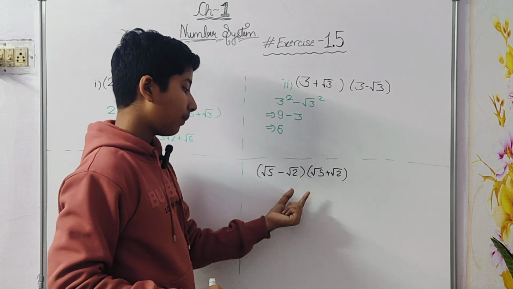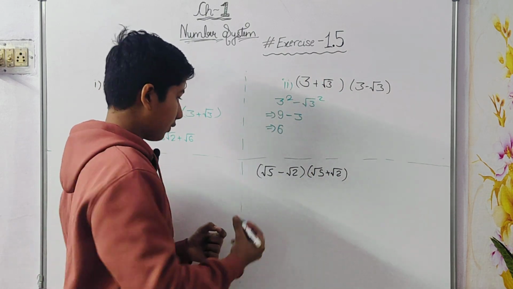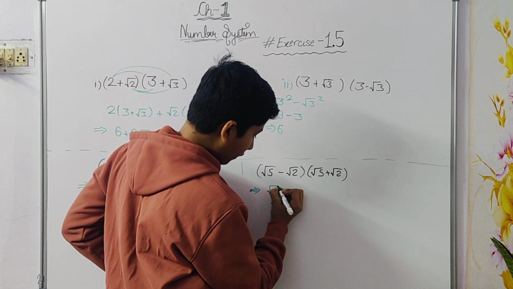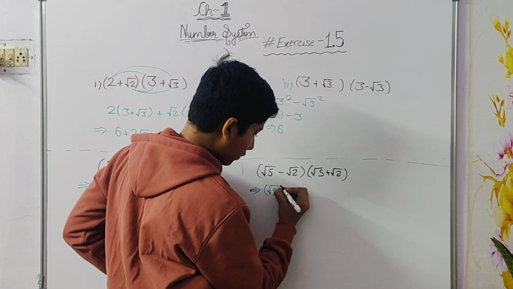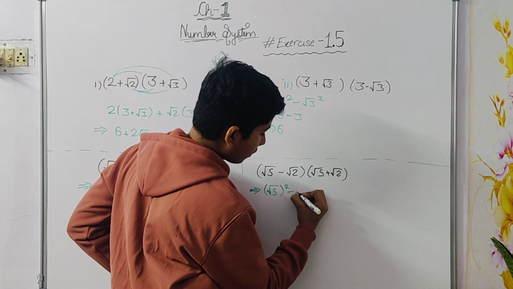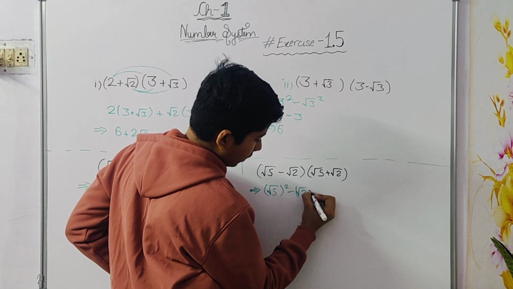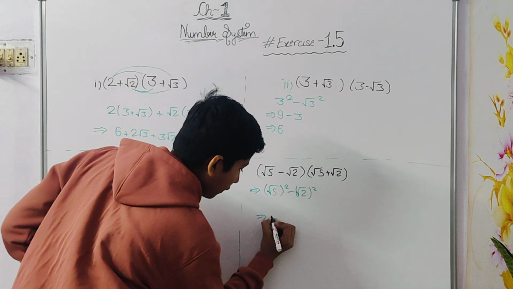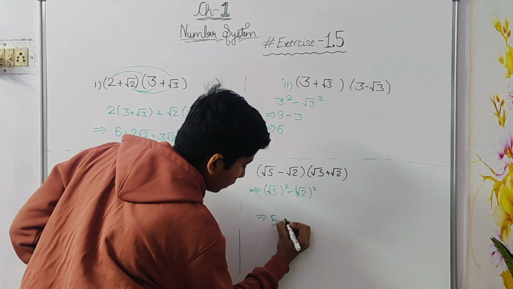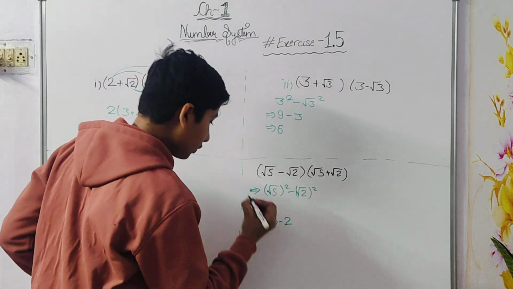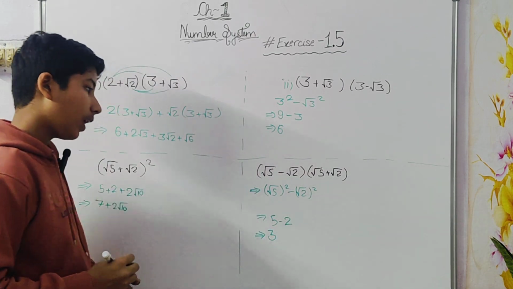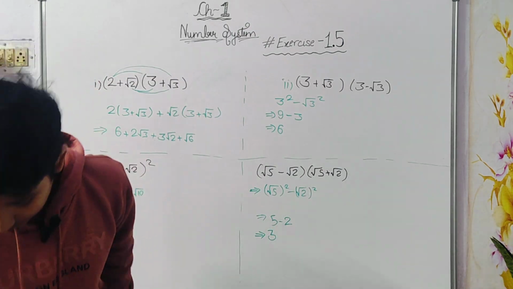Now the same property is getting applied over here also. So we can put root 5 square minus root 2 square, which is 5 minus 2. 5 minus 2 is 3. So our answer is 3.